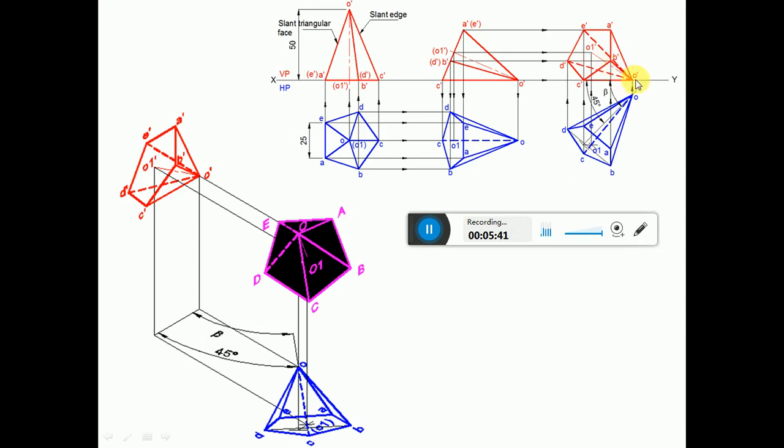Now we have to apply the condition of visibility. So all the exterior edges of the boundaries of the solids are visible. So O dash C dash, C dash D dash, D dash E dash, E dash A dash, A dash O dash, all the edges are going to form the boundaries of the pentagonal pyramid. So you draw them.